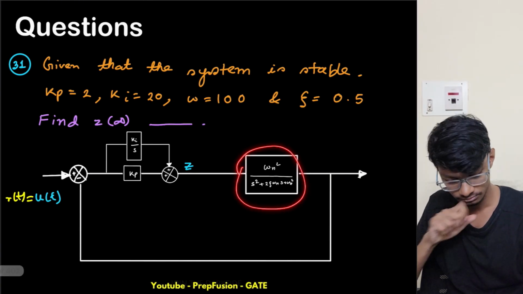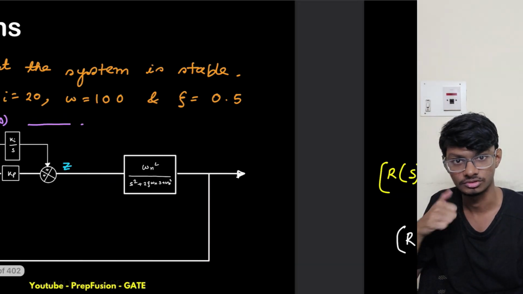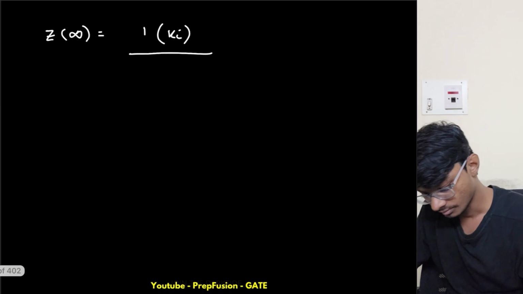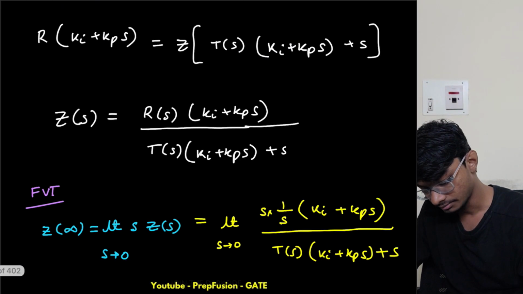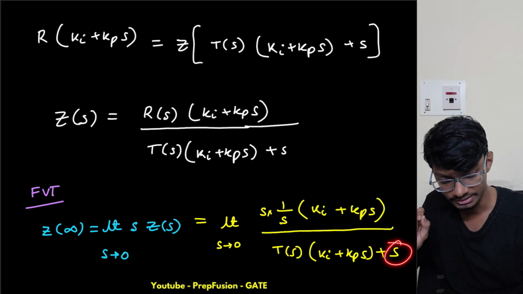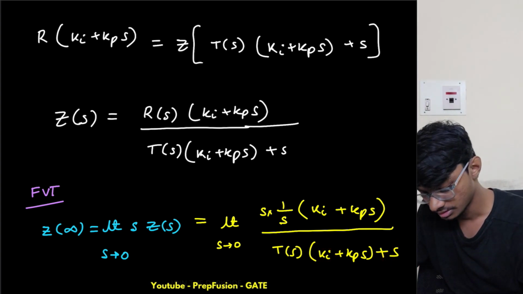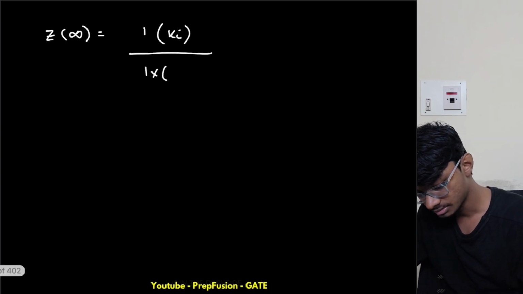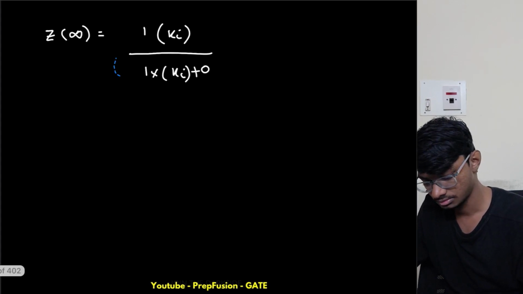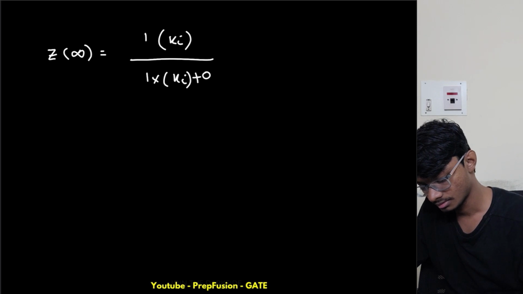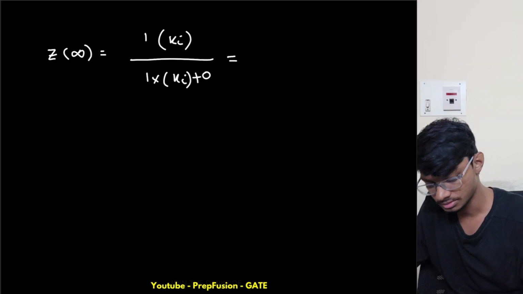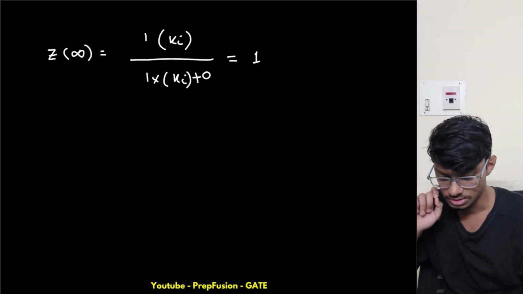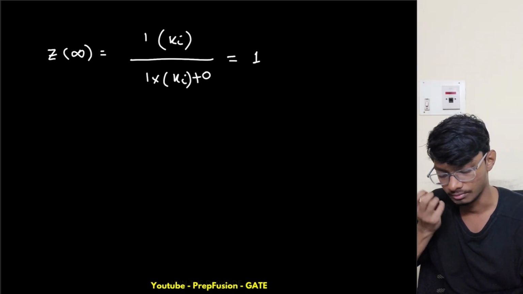As you can see, T of 0, if I put it, will be omega n square by omega n square, so this will be 1 only. So T of 0 will be 1. And this again becomes ki, and this also becomes 0, because this is simply s. So I should write this in a better manner. This is s and s, so this also becomes basically ki only plus 0. So this becomes only 1. Yeah, this is what my Z of infinity equals.